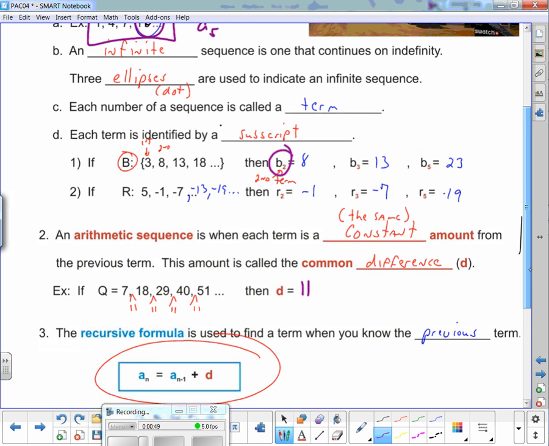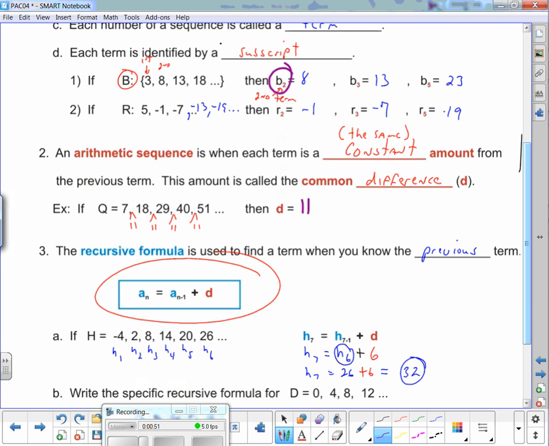How do we know something is an arithmetic sequence? We'll know that if it has a common difference, a constant amount between each term. If it does, it's an arithmetic sequence. We then have a recursive formula for an arithmetic sequence. That's the one you dealt with last night.